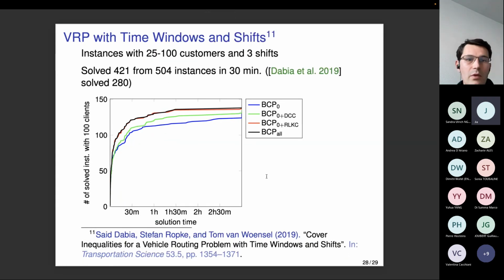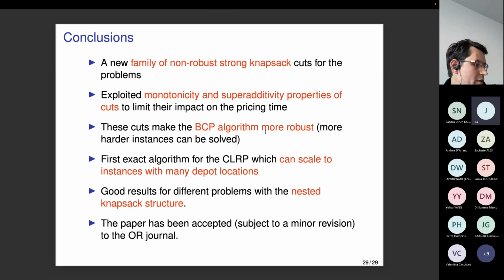And the last related application is the VRP with time windows and shifts. What we have here is a certain time horizon, and the time horizon is divided into shifts. So there are different shifts of people working, and the capacity of vehicle charging is limited because of that. And actually, this problem can be reduced to our problem with capacitated depots. And we show that for instances of this problem, our cuts also allow us to solve more instances to optimality.